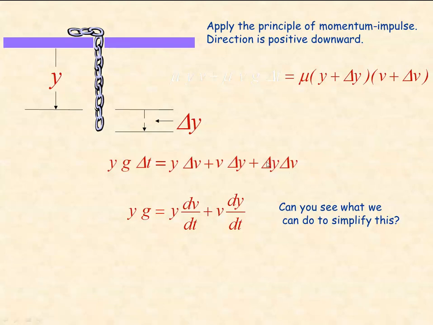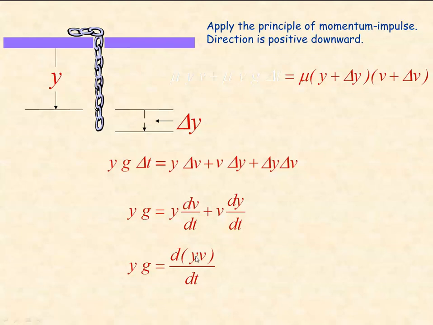So this term is going to disappear for you. Now, can you see what we can do to simplify this? If you take a look at this, it's like we've got a chain rule here of y times g, and then if you take the derivative of yv dt, you'll get this term right here, okay? So right there is the result of taking d of yv dt.